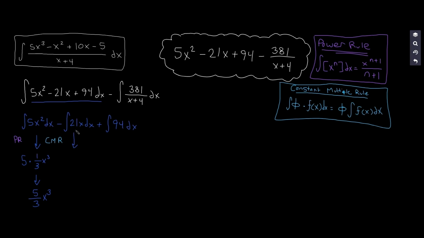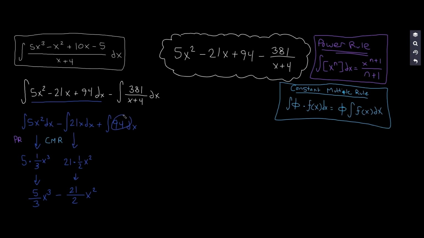Same goes for this: minus the indefinite integral of 21x. What we'll do is factor out that 21, and then we'll take the integral of x, and we have to use the power rule to take the integral of x. So it's going to become 1 over 2 x squared. And that will transform into 21 over 2 x squared. And then there's this negative sign that's going to come with it. So so far we have 5/3 times x cubed minus 21 over 2 x squared.